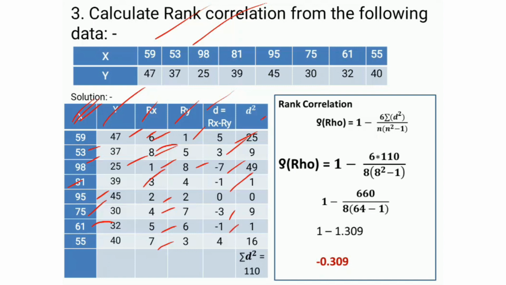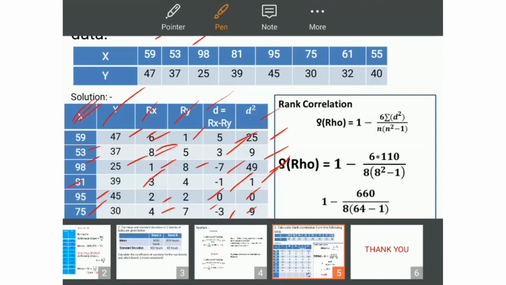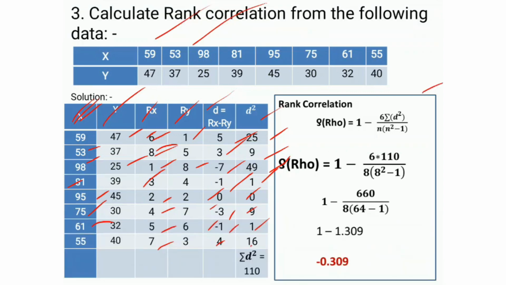After getting the differences, square them to get d square. 5 5s are 25, 3 3s are 9, 7 7s are 49, minus into minus becomes plus, 1 1s are 1, 0 into 0 is 0, 3 3s are 9, 1 1s are 1, 4 4s are 16. After getting d square, add all the values and you get the summation of d square as 110. Then apply the formula: 1 minus 6 times summation d square divided by n into n square minus 1.